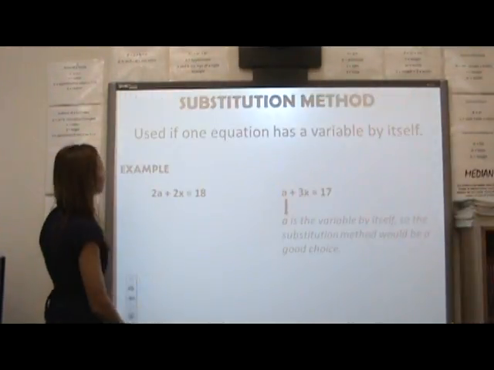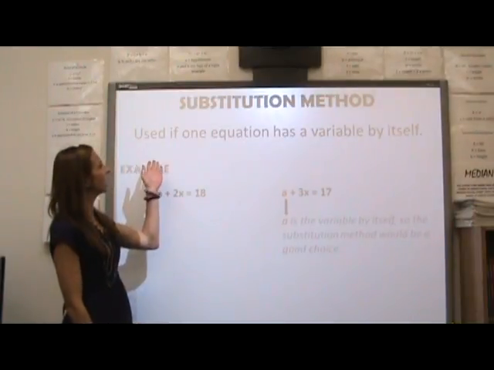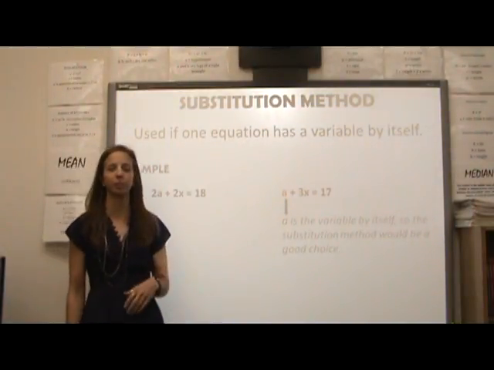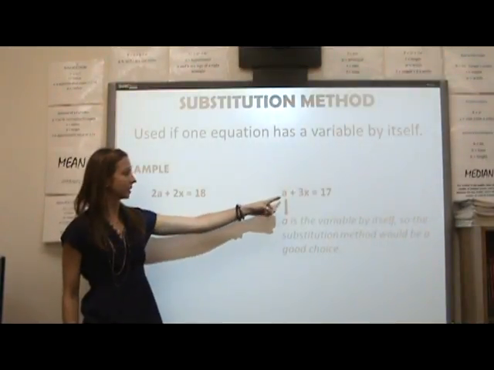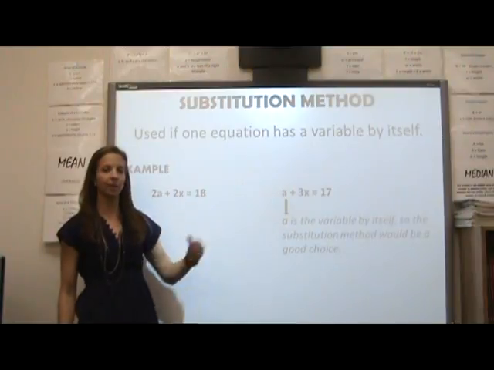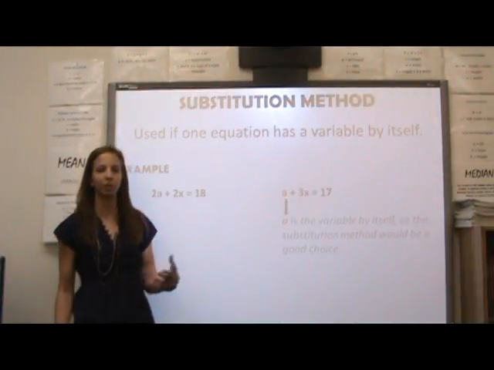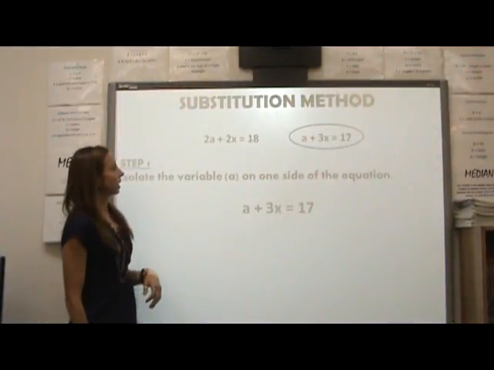As we mentioned, we're going to start with the substitution method. A lot of times you want to use this if the equation has a variable by itself. If we look at our two equations, we can see that A is a variable by itself. This is why substitution would be a good option. So let's take a look.